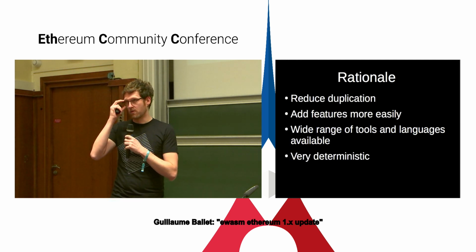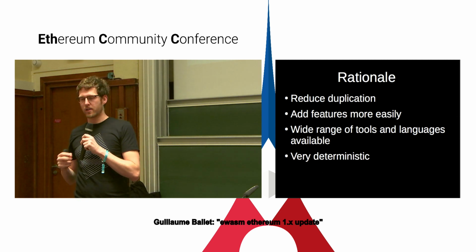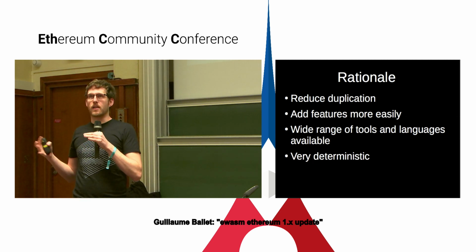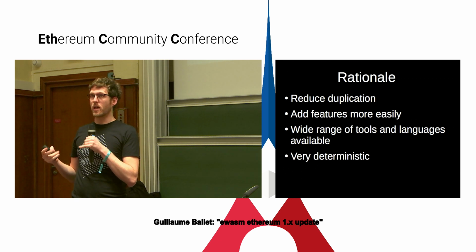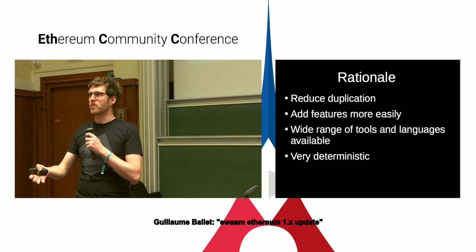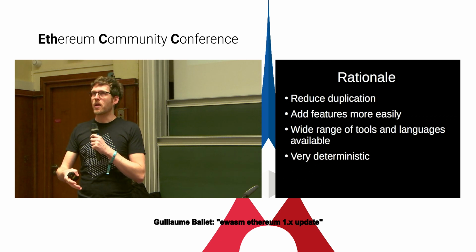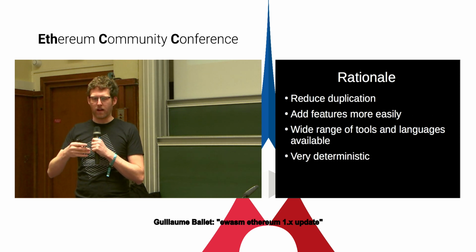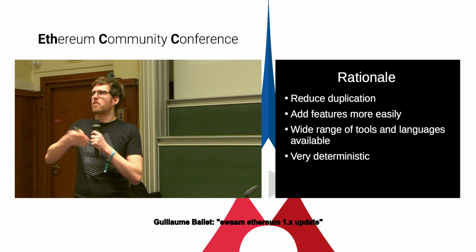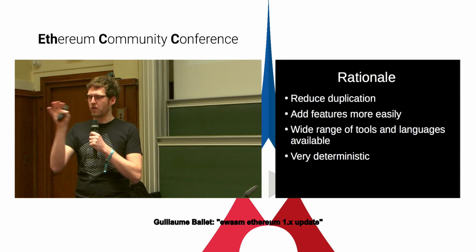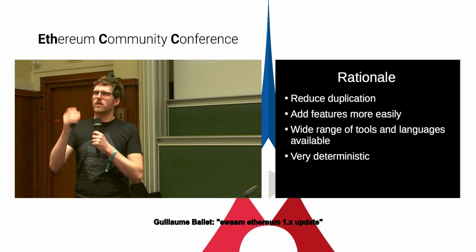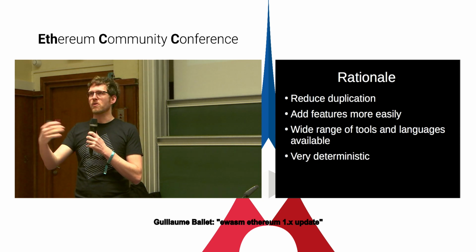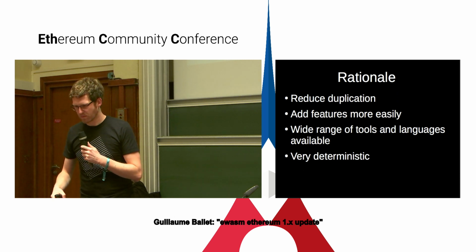Why do we want to do EWASM precompiles? It all comes with the fact that for Ethereum 1.x, the focus is on reducing the size of the state. So if you need a new primitive, you want to not duplicate it. You want to create this contract and make sure that everybody calls the same contract instead of duplicating the code for a new curve over and over again.